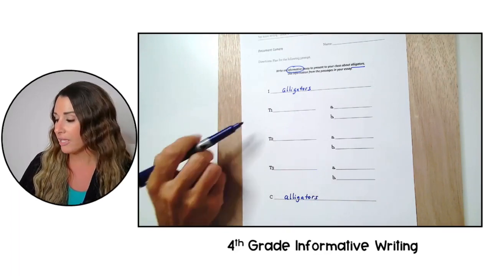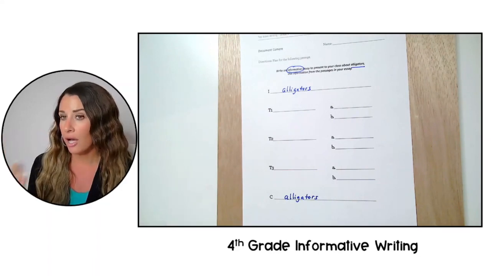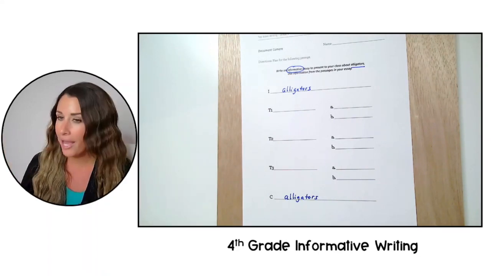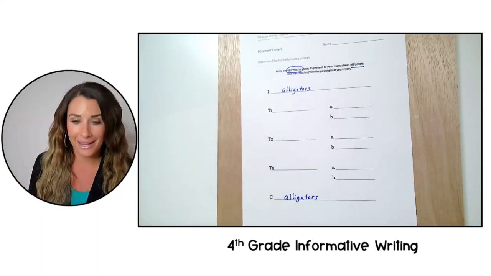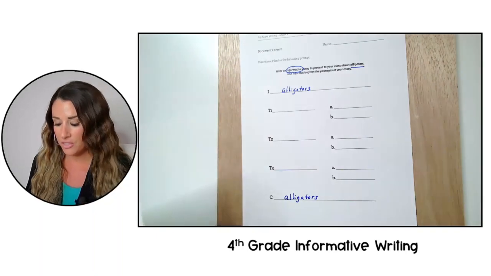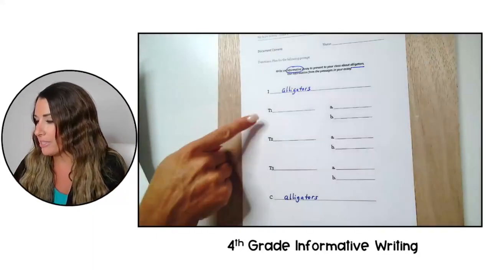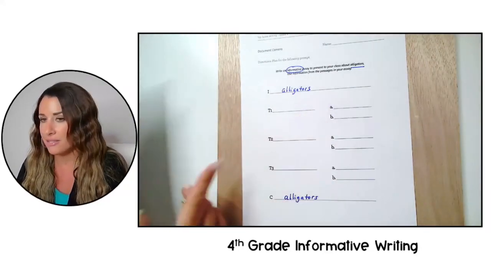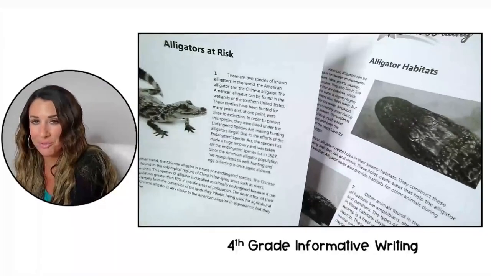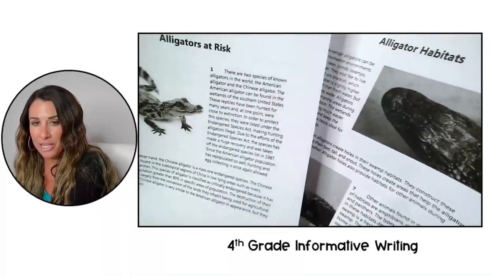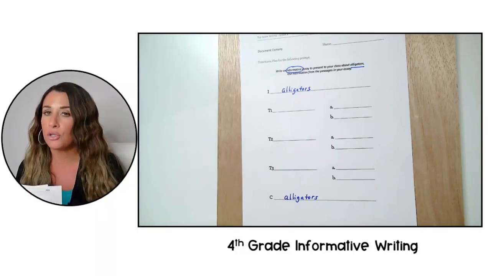Now I have to find 3 topics about alligators. Now let's say you know a lot about alligators. You cannot put your topics from your head on here. This is text-based writing. This is your text. Your 3 topics and your A's and B's have to come from this text, okay? That is super important for you to understand. Text-based writing, your topics have to come from the text. So I want to show you how you do that.